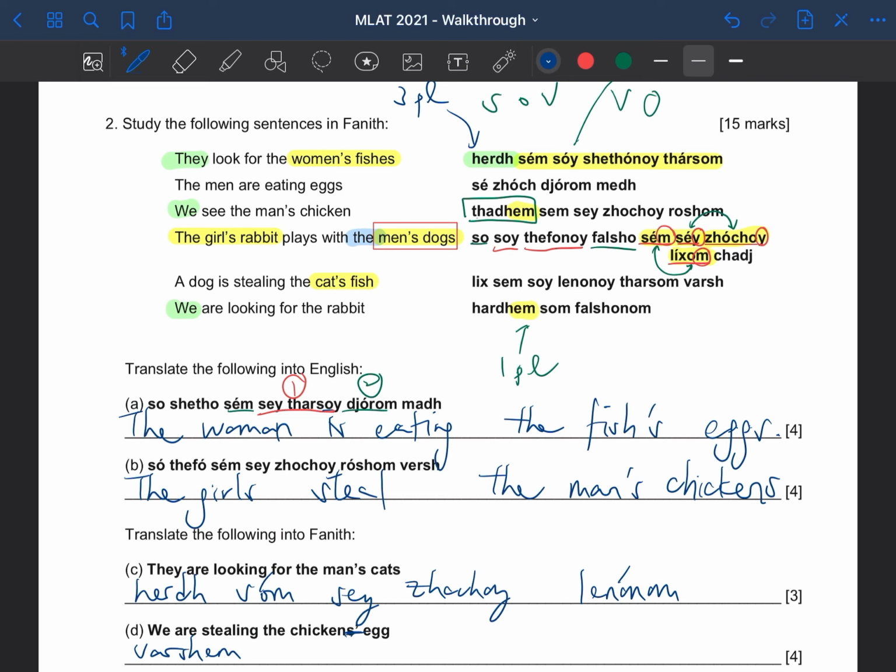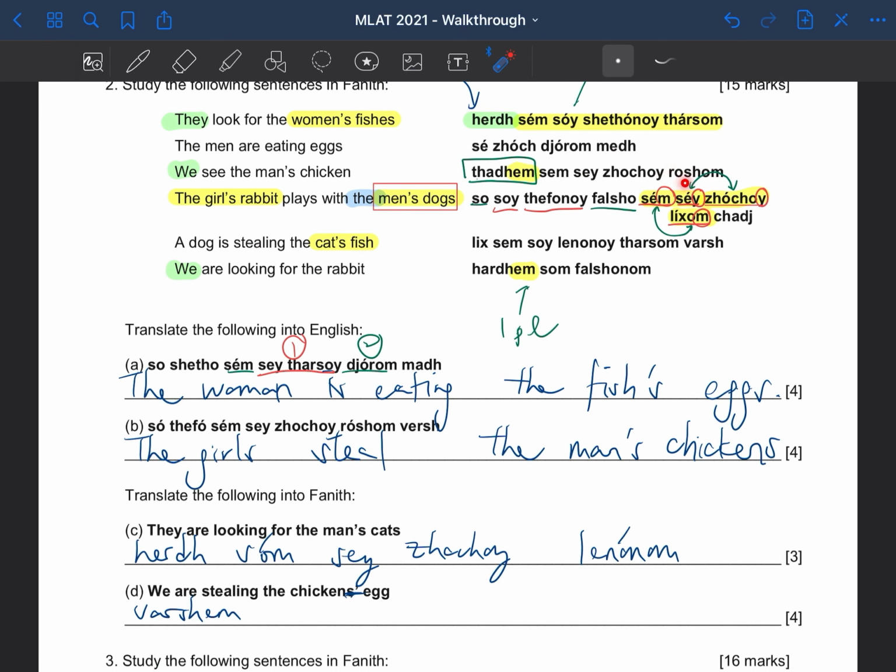So it's plural. So chicken will be roshon, and it's say roshoy with the accents because it's plural. And the egg in the accusative case would be jorom. But what is the gender of egg? We don't know from the sentence above, but we actually know that in A, it is sem jorom. So sem jorom. And notice that it's actually singular, so we don't need the accent.